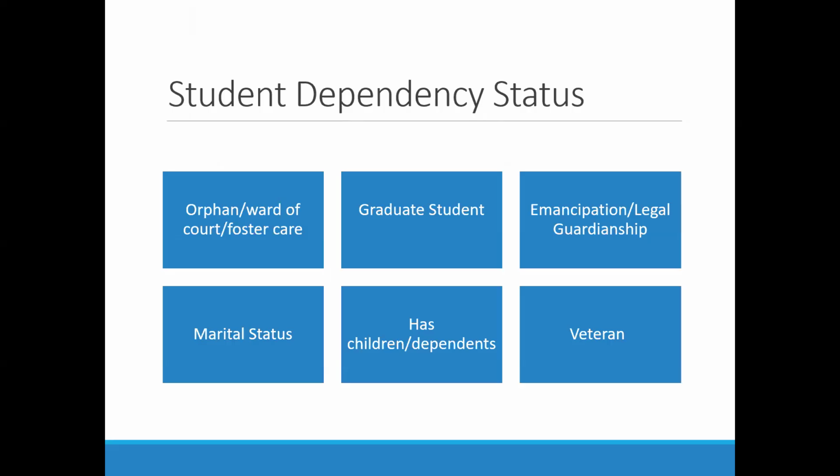So what determines student dependency status? Age, if they were an orphan or ward of the court or were in foster care, if they're working on a graduate degree, if they were in an emancipation or a legal guardianship, if the student is married, they have children or dependents of their own that they support, or if they were a veteran. There are some caveats to each of these things, so you just want to make sure that you read the question carefully on the FAFSA. There's also an information icon to give more information on questions if you need further clarification.